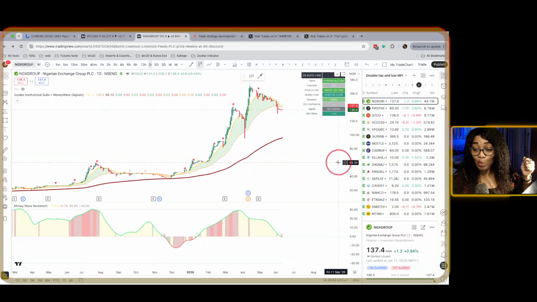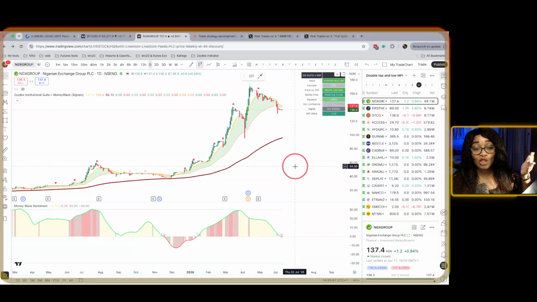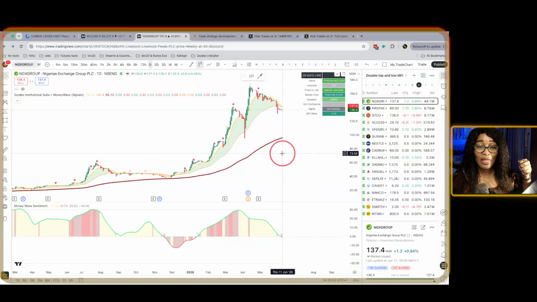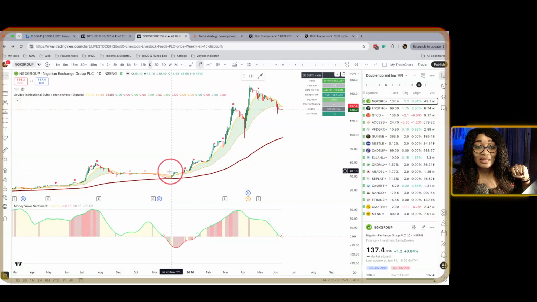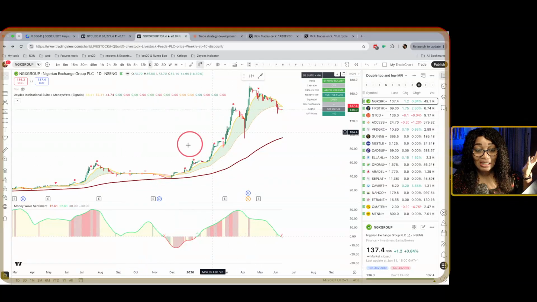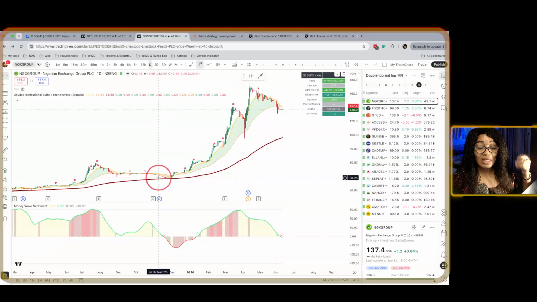For the first one, we'll start with the NGX Group. Now the NGX Group monitors the 30 best performing Nigerian stocks, I think it's 30 best performing, right? And it has been performing fantastically since around November 2025. This has just been going up, you can see.